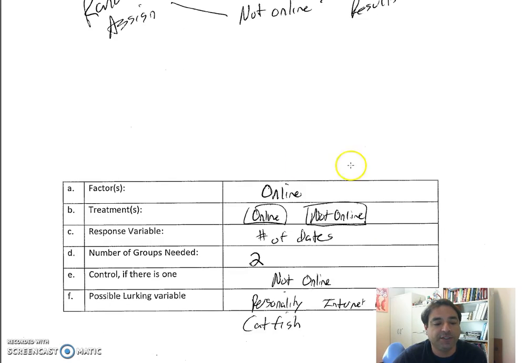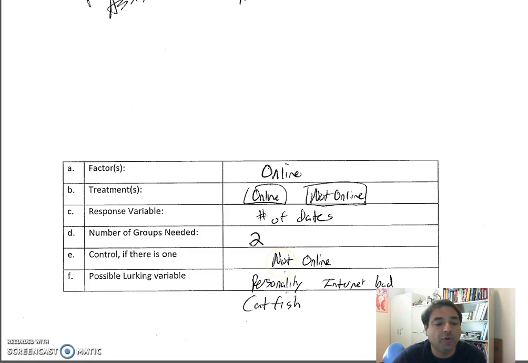So to answer those questions, this time we have 1 factor, online. We have 2 groups because we have 2 treatments. 1 group gets online, 1 group not online. The response variable could be number of dates. We could count that. A control would be the group that doesn't try online.